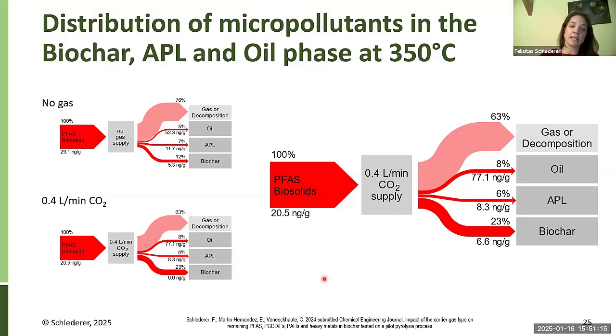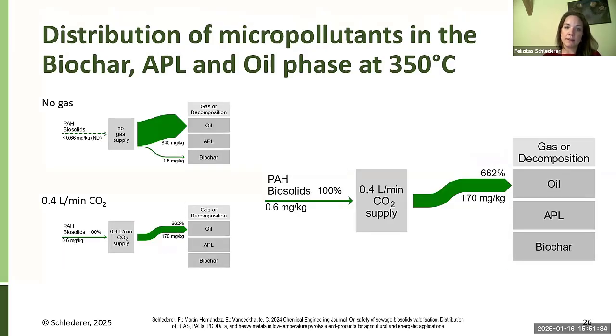So for PFAS, we can actually see that when we consider 100% of the PFAS which are going in, around 23% is distributed into biochar, and a little bit is going into APL and the oil. For polyaromatic components, they are almost exclusively, or actually exclusively, landing up in the oil fraction.